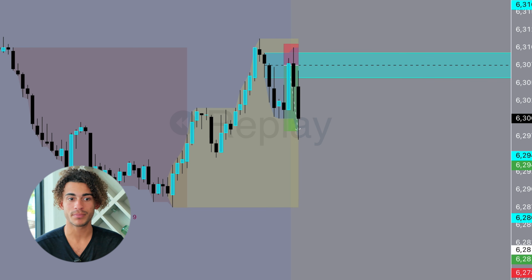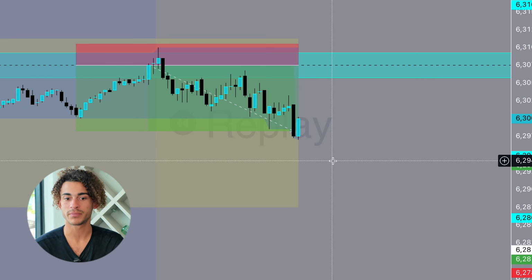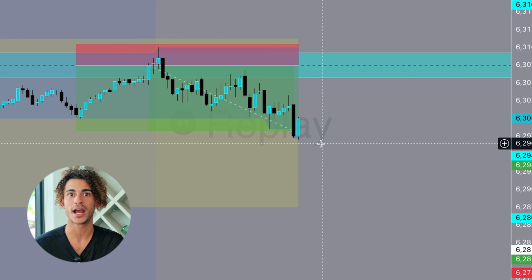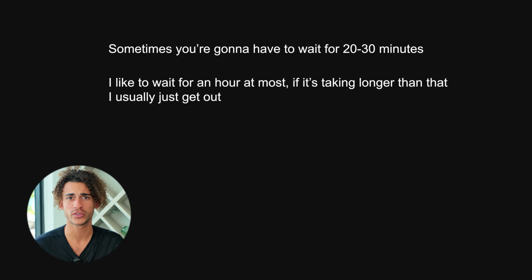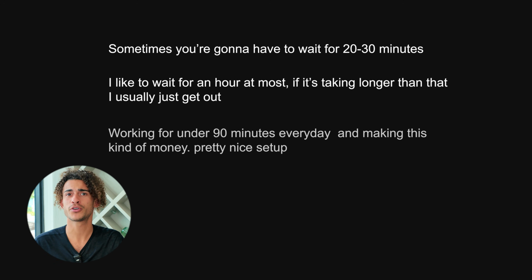Now, as you can see in this example, it took a little bit of time for price to make this move down. So you have to be patient, guys. Sometimes you're going to have to wait for 20 minutes, 30 minutes. I like to wait for an hour at most. If it's taking longer than an hour, I usually just get out of the trade. But if you ask me, working for under 90 minutes every day and making this kind of money, pretty nice setup.